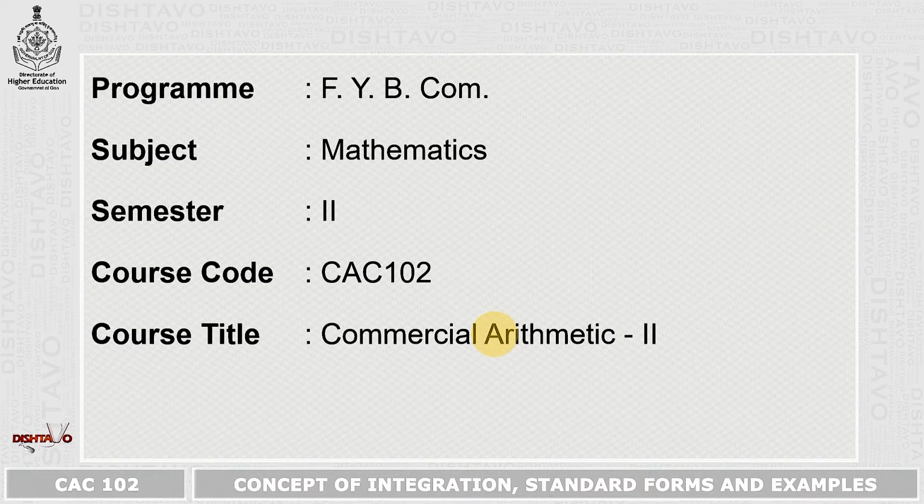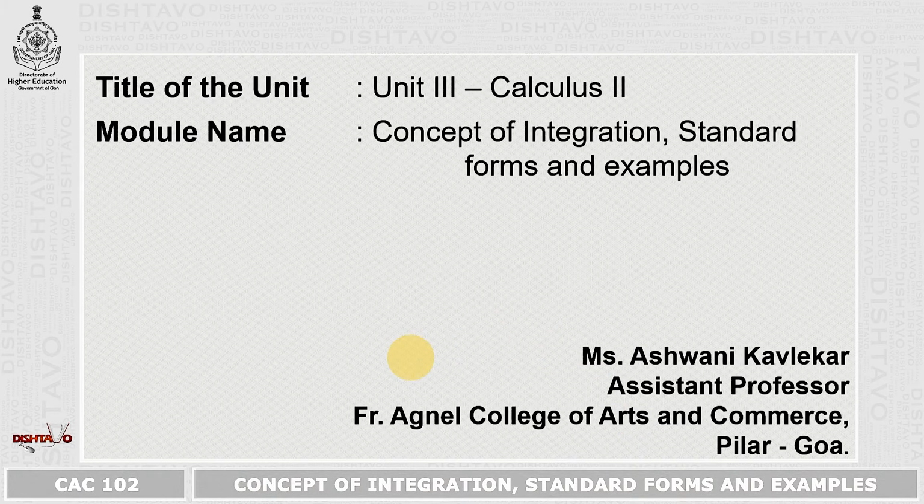Program FYBCom B, Subject Mathematics, Semester 2, Course Code CAC 102, Course Title Commercial Arithmetic 2. Title of the unit, Unit 3, Calculus 2. Module name, Concept of Integration, Standard Forms and Examples.